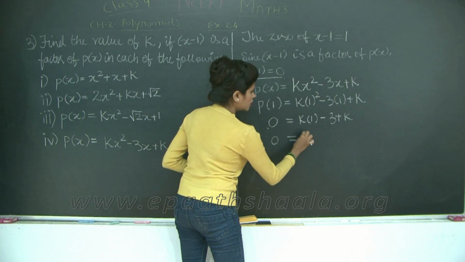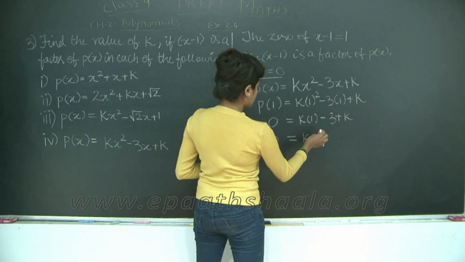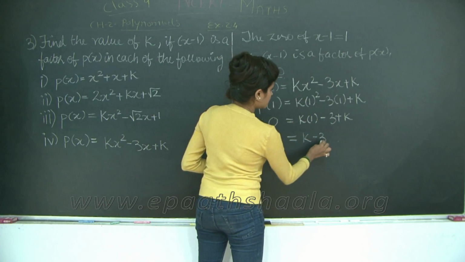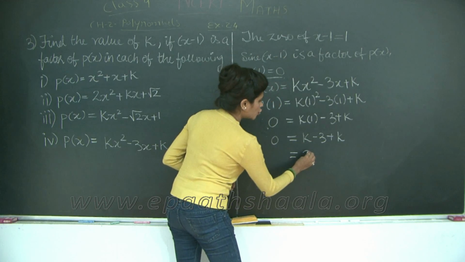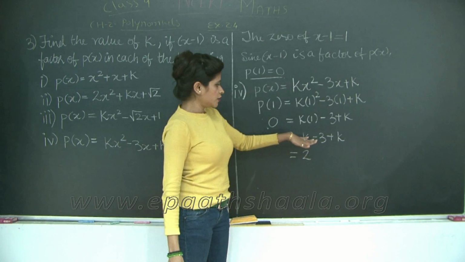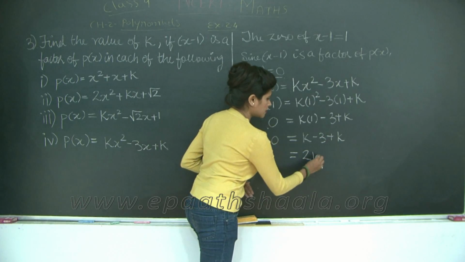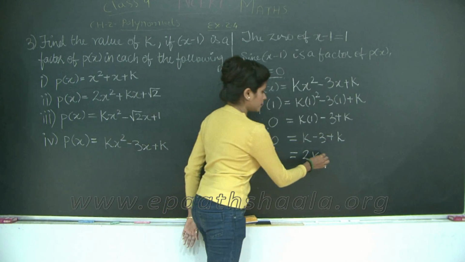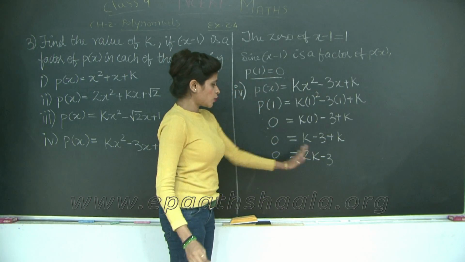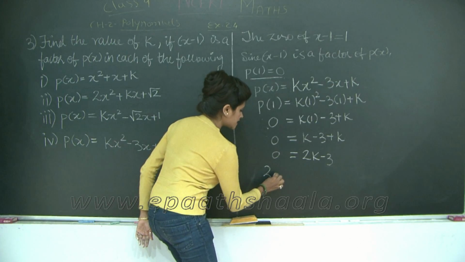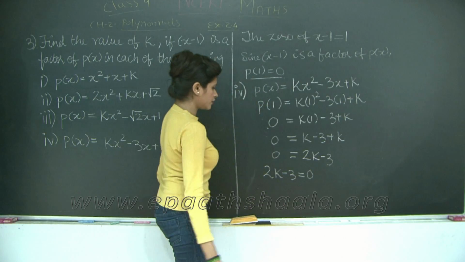k into 1 minus 3 plus k. So, this is equal to k minus 3 plus k, which is equal to, let us say k is an apple. So, one apple plus another apple will give you 2 apples. Therefore, 2k is 2k minus 3, right. Again, just swap these terms, left hand side with the right hand side. I get 2k minus 3 is equal to 0, right.